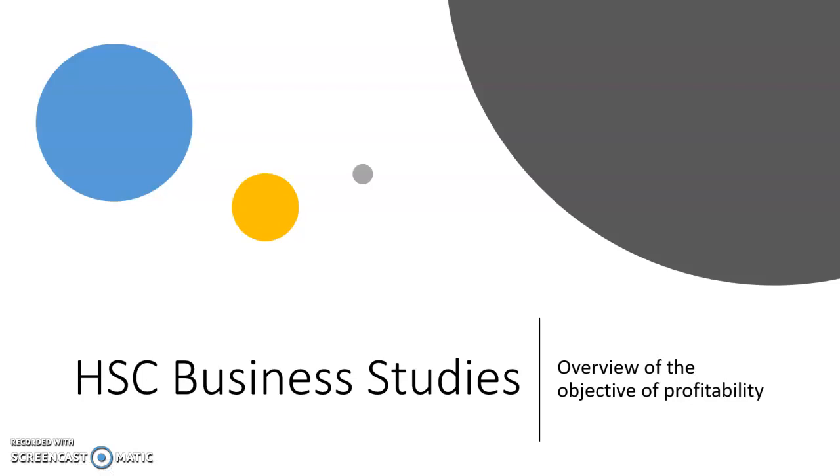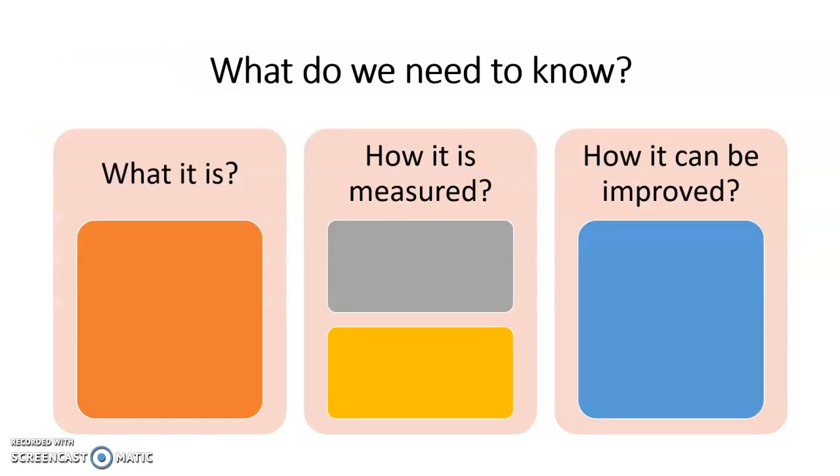This video is going to give us a bit of an overview into this objective of profitability. So in terms of this objective, there's three things we need to know. First of all, we need to know what the objective is. Secondly, how it's measured. And thirdly, how can we improve it? So we know that profitability is all about maximizing returns from business activities. It's about increasing the difference between our revenue and expenses.